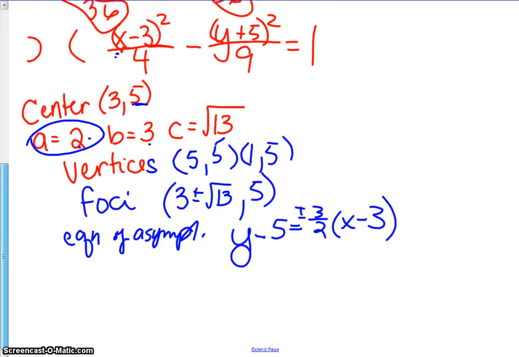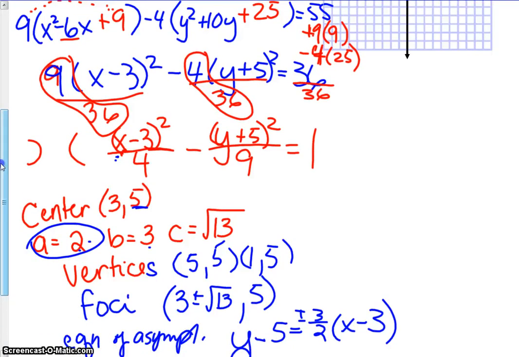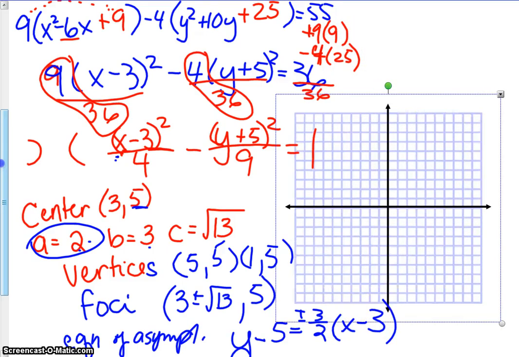So those are all things we kind of need for the math part of it, but then we also need to graph it. I need to bring the graph down, don't I? So let's bring this graph, oh, sorry about that. Let's bring this graph down so we can graph it a little better. All right, so here's our graph.